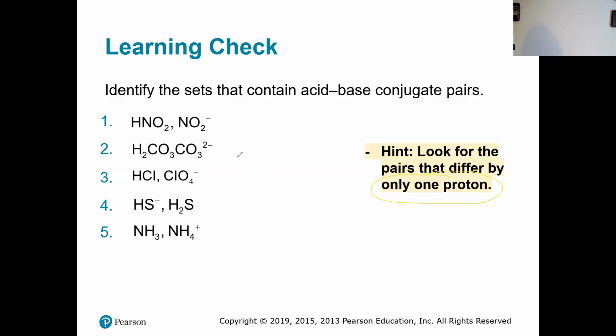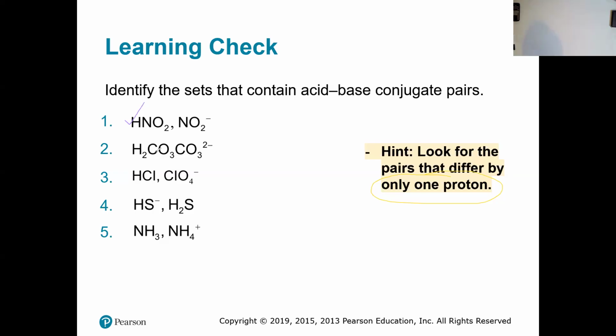So when we look at the first one, we have HNO2 and we have NO2 minus. The difference between this and this is that HNO2 lost one proton and it became NO2 minus. So this is a good conjugate acid-base pair.